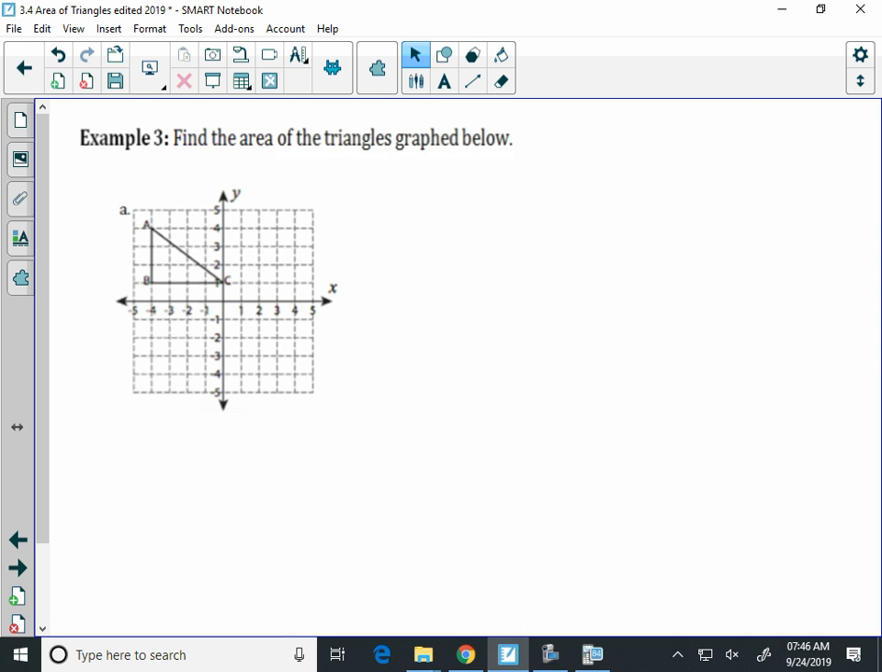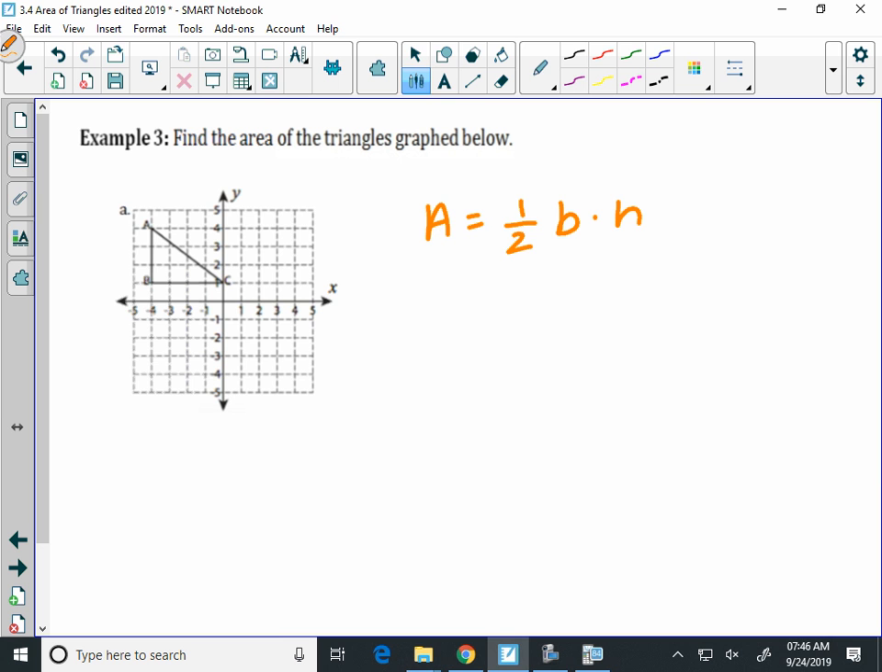So I'm told to find the area, so I'm going to write down the formula for area. One half something times something. Well, what type of triangle? Here's my triangle. I'm going to highlight it a little bit so you can see it a little bit better. What type of triangle is this? A right triangle. So our base and our height are just the legs of that right triangle. Okay? What's my base, or what side is my base?